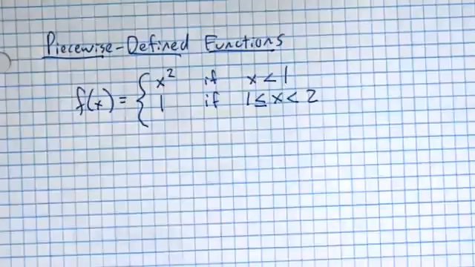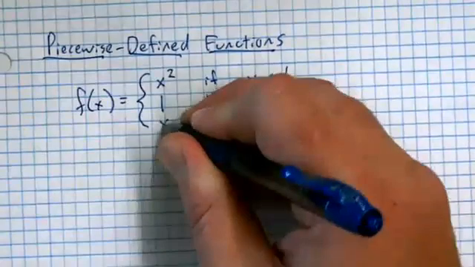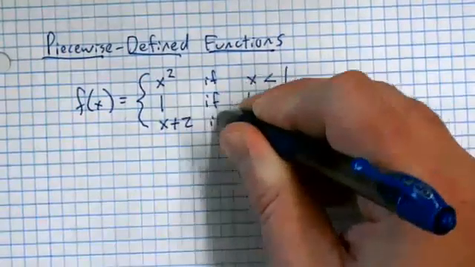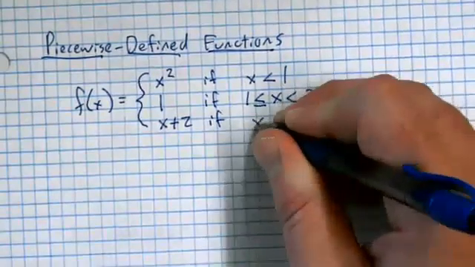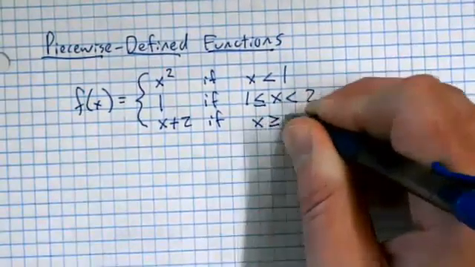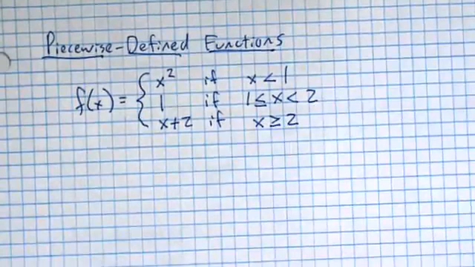And the third piece of our function is going to be the function y equals x plus 2. And just like the others, we won't use the entire function or the entire graph of x plus 2. We'll just use the portion of it where x is greater than or equal to 2.